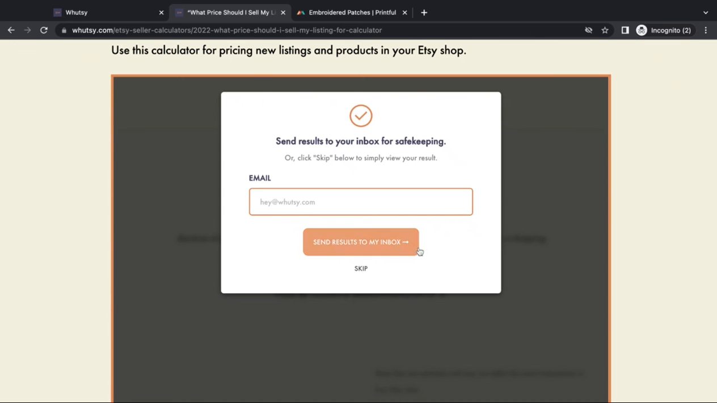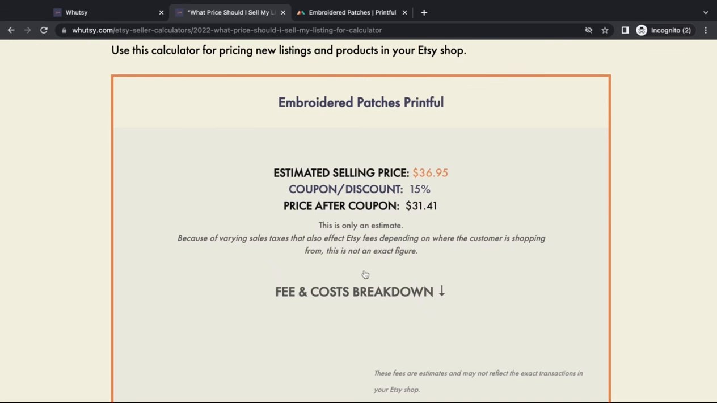Now, members, you have the option of sending this to your inbox for safekeeping if you want, or you can click skip. And there, now we have our estimated selling price. Now, if you watched this video from the beginning, we see this is quite a bit more than the price we got from the other calculator because of that coupon.